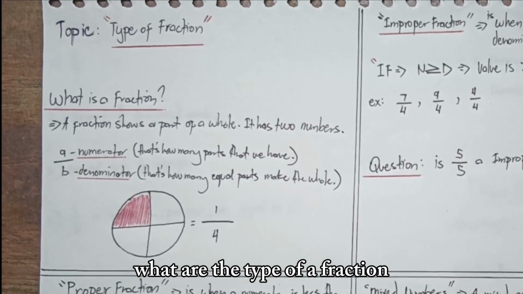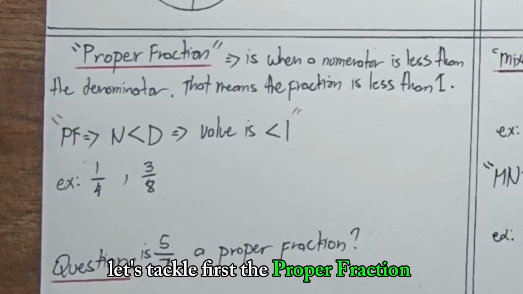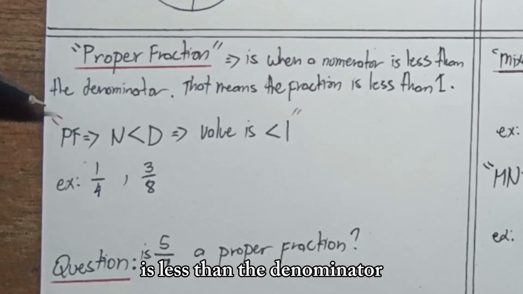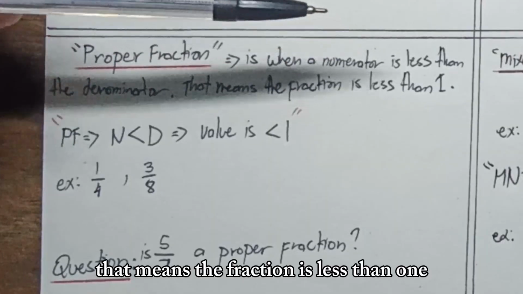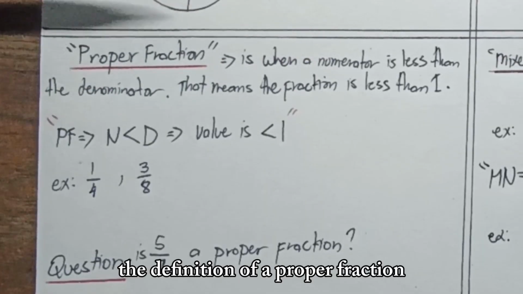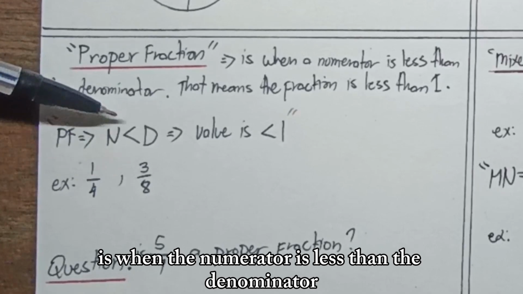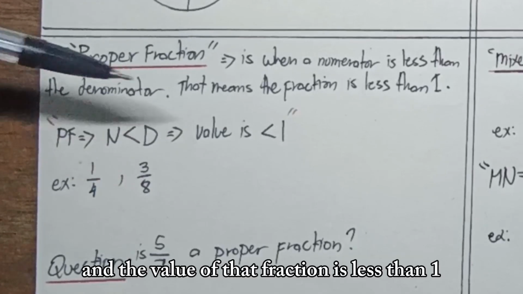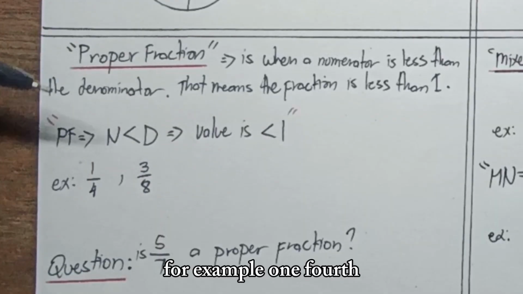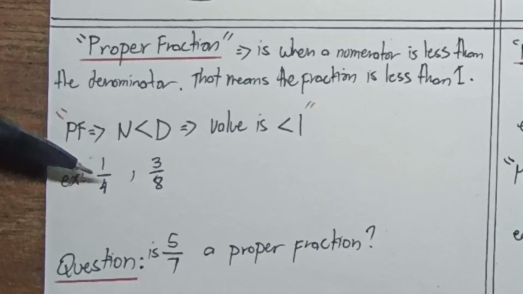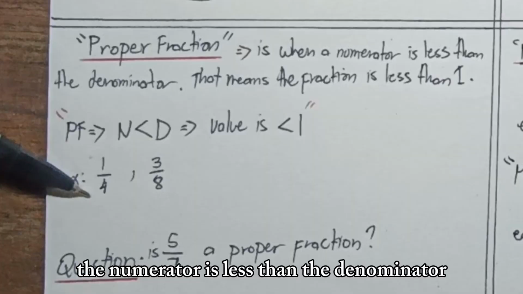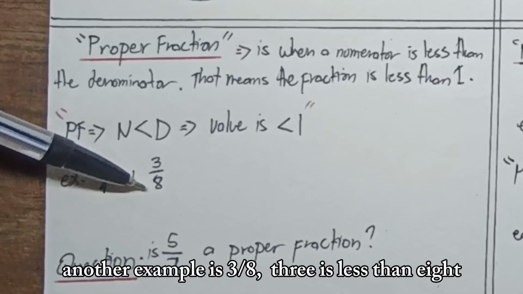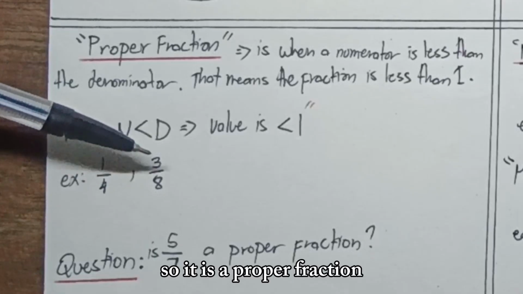What are the types of a fraction? Let's tackle first the proper fraction. A proper fraction is when the numerator is less than the denominator. That means the fraction is less than 1. The definition of a proper fraction is when the numerator is less than the denominator and the value of that fraction is less than 1. For example, 1/4. The numerator is less than the denominator. Another example is 3/8. 3 is less than 8. So it is a proper fraction.